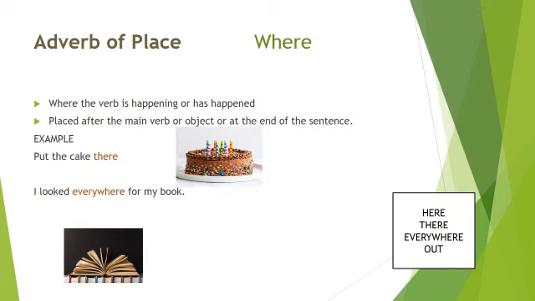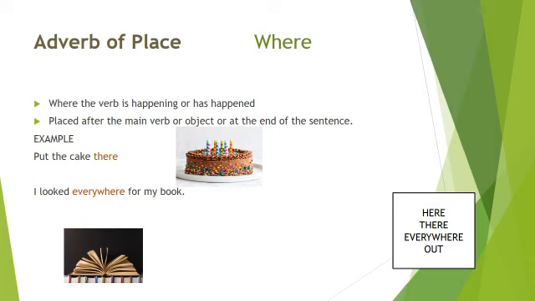Second one is adverb of place. It means where the action is performed, where the verb is happening or has happened. It is placed after the main verb or object or at the end of the sentence. For example, put the cake there. Here we are saying put the cake, but at which place? By using there, we are telling the place to put the cake. So it is an adverb.